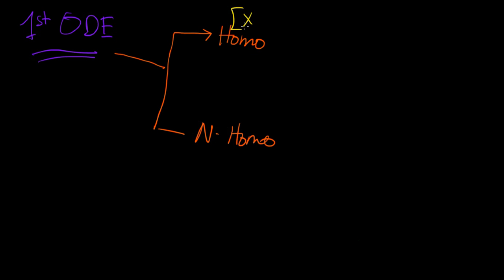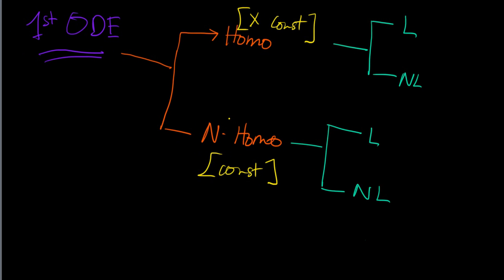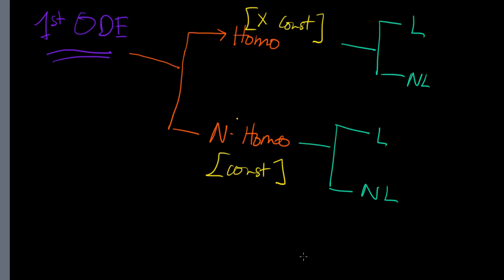Review. Homo is no constant. Constant means you don't have any unknown, only numbers. Now you can break it further into two, which is linear and non-linear. This one also you can break into two, linear and non-linear. Each of these has its own method of solving it. Okay, now how to solve it?